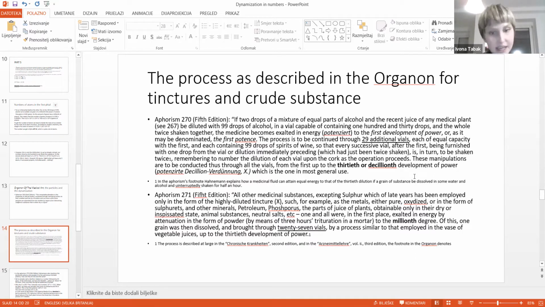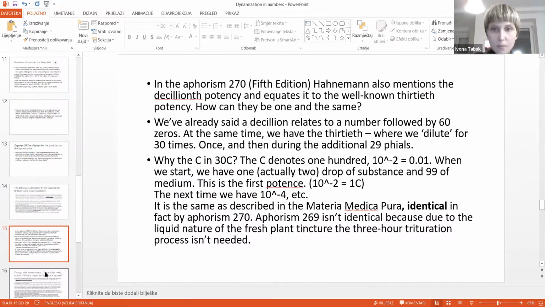It's the same as in Materia Medica Pura, basically. So we will move on. I've already mentioned this: how can the 30th and the decillionth be the same? It's just mathematical, doesn't matter.